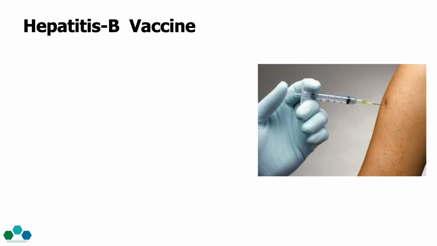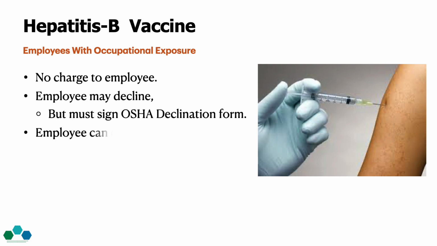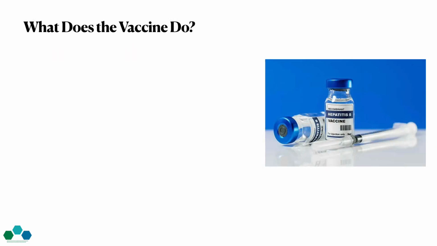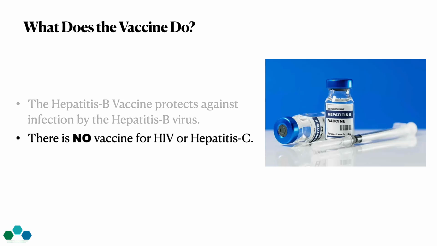The hepatitis B vaccine must be offered to all employees with occupational exposure at no charge. Employees may decline, but can change their mind later. What does the hepatitis B vaccine do? It simply protects against hepatitis B. There is no vaccine for HIV or hepatitis C.